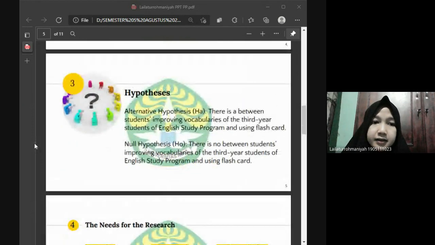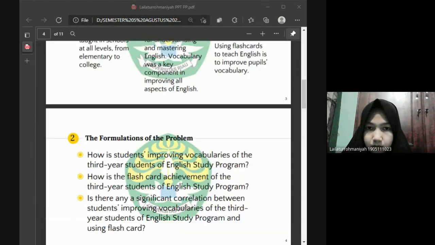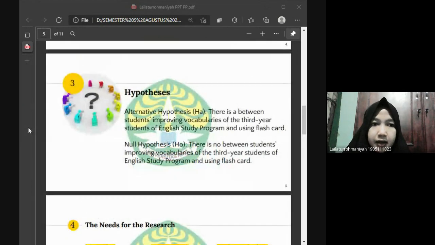Next is hypothesis. There are two kinds of hypotheses involved in this research. The first one, alternative hypothesis. There is a relation between students improving vocabularies of the third-year students of English study program and using flashcard. This is the HA. And then there's null hypothesis. It mentioned that there is no relation between students improving vocabularies of the third-year students of English study program using flashcard.